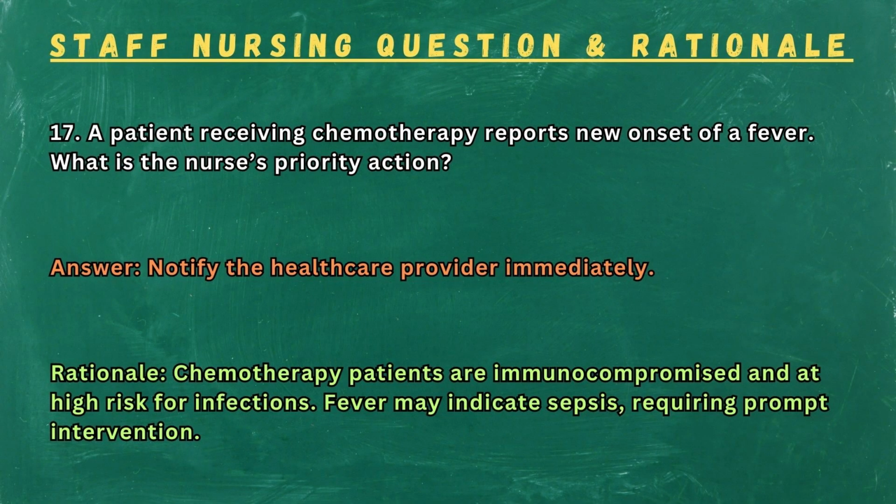17. A patient receiving chemotherapy reports new onset of a fever. What is the nurse's priority action? Answer: notify the healthcare provider immediately. Rationale: chemotherapy patients are immunocompromised and at high risk for infections. Fever may indicate sepsis, requiring prompt intervention.